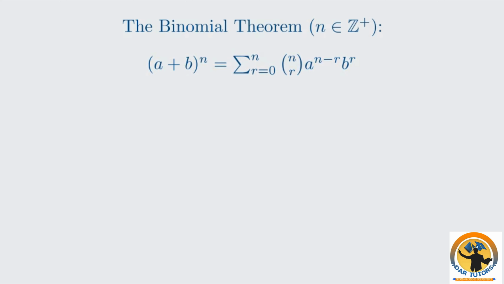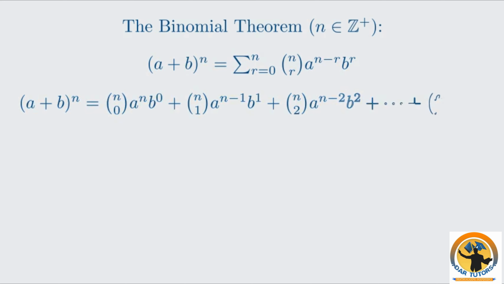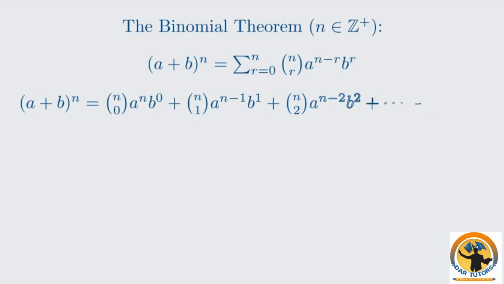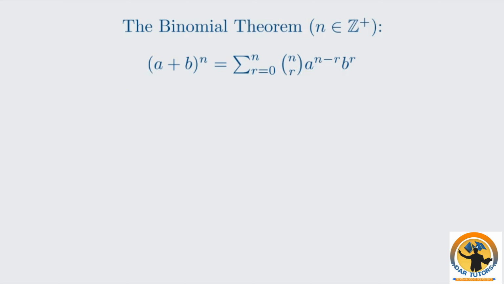Let's write out the first few terms of this sum to see how it works. When r is 0, we get (n choose 0) a^n b^0. When r is 1, we get (n choose 1) a^(n-1) b^1. When r is 2, we get (n choose 2) a^(n-2) b^2, and so on, until r equals n, which gives us (n choose n) a^0 b^n.